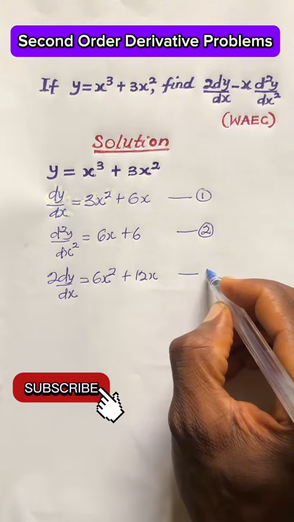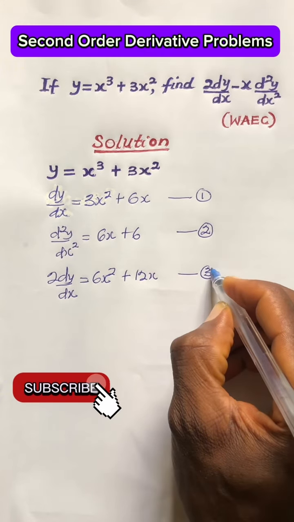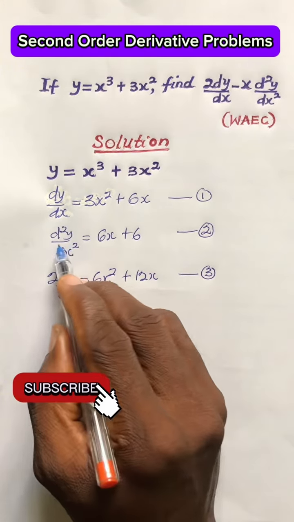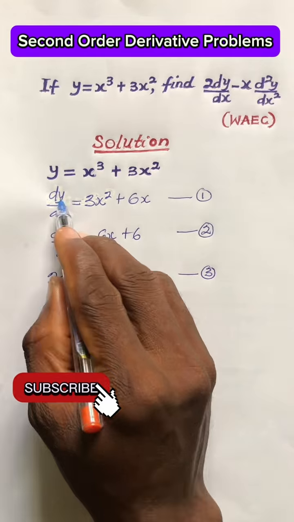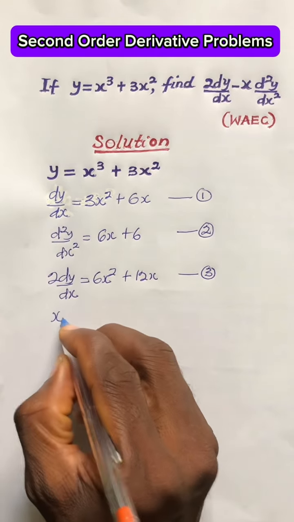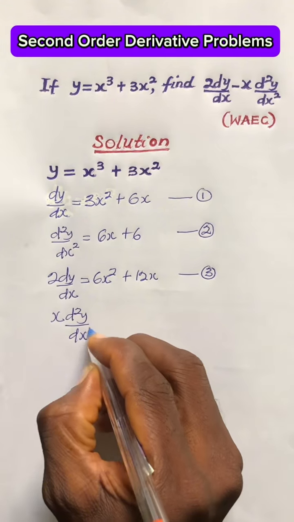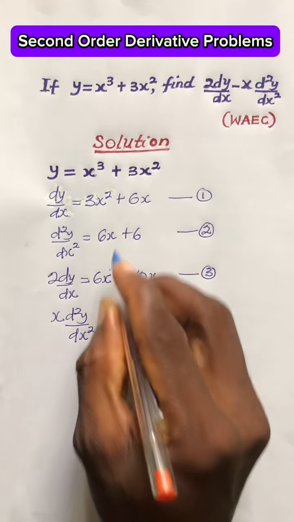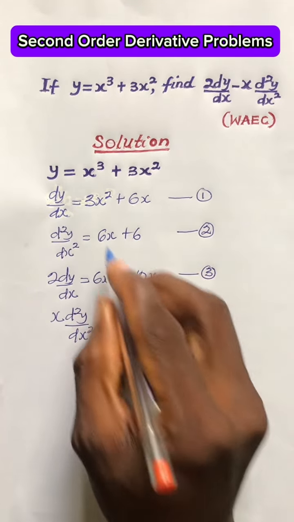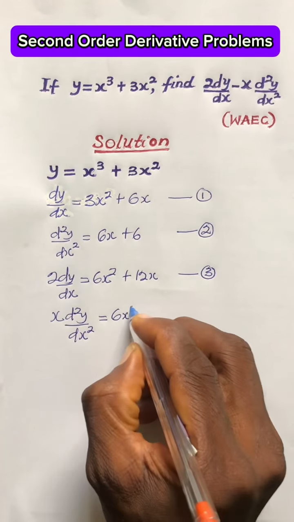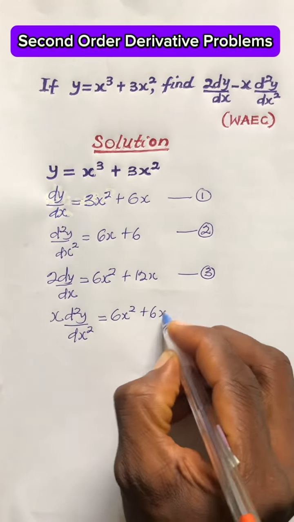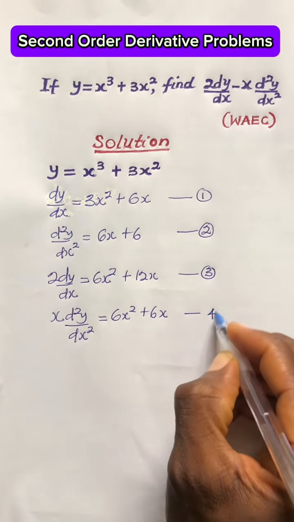That becomes equation 3. The next thing is to multiply the second order derivative by x, just like we did now. We have x d squared y/dx squared equals, now we multiply all these by x, so we have 6x squared plus 6x, and that becomes equation 4.